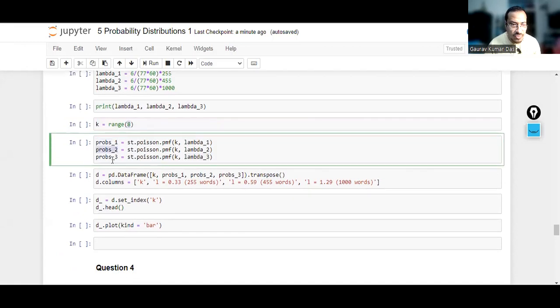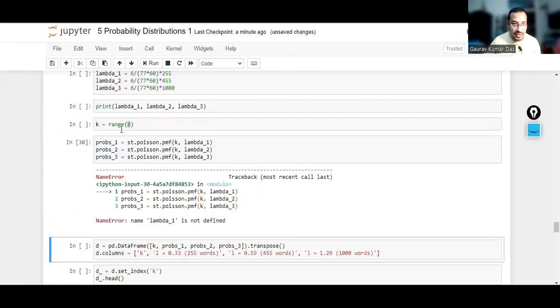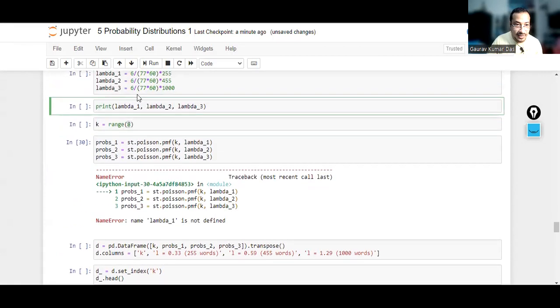So these are the probability distributions for each of these values of lambda. Now what I'll do here, sorry, I have to first calculate this.